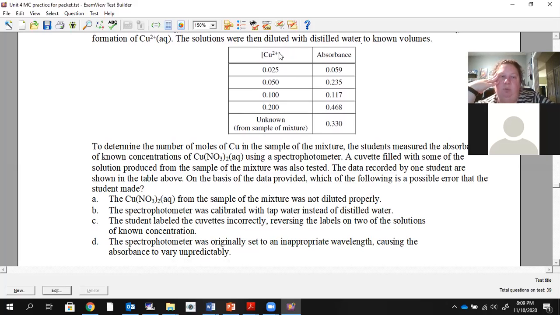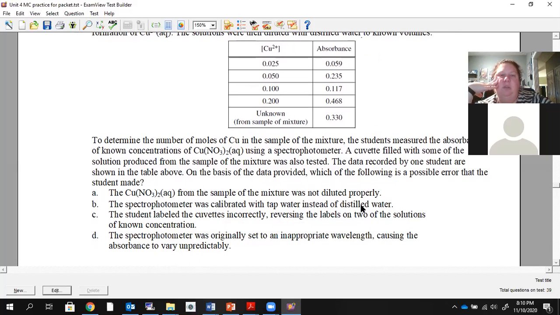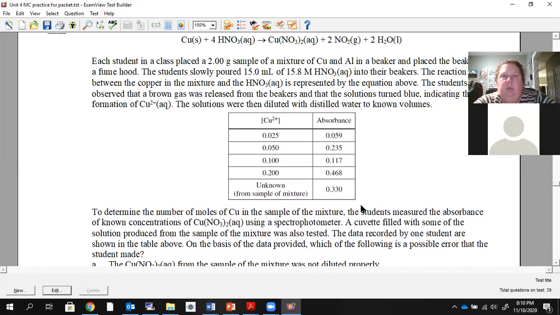I do think that's sort of a poor question, just because it could have been a dilution problem if you didn't think about it going in order. That makes sense. Yeah, they don't specifically say in the question that they did a serial dilution, which would help us know more what was going on.